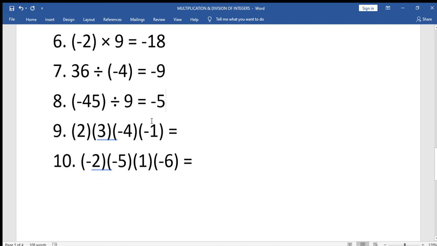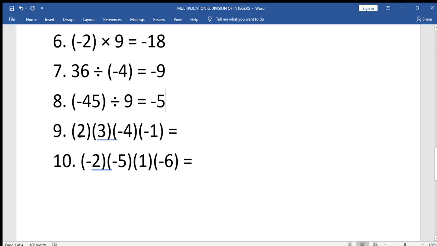Okay, so let us try to solve number 9 and number 10. As you can see here, we have four numbers or integers that are to be multiplied all together. So for both 9 and 10, we are going to multiply one at a time, considering still the principle of multiplication of integers. If we multiply two numbers with the same sign, the product sign will become positive. Then if we have two different signs, the product sign must be negative.